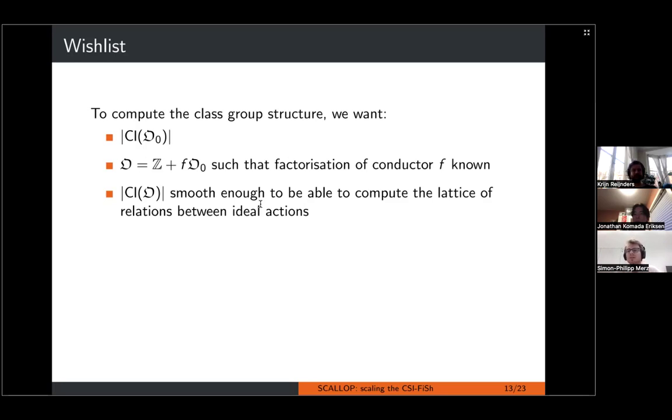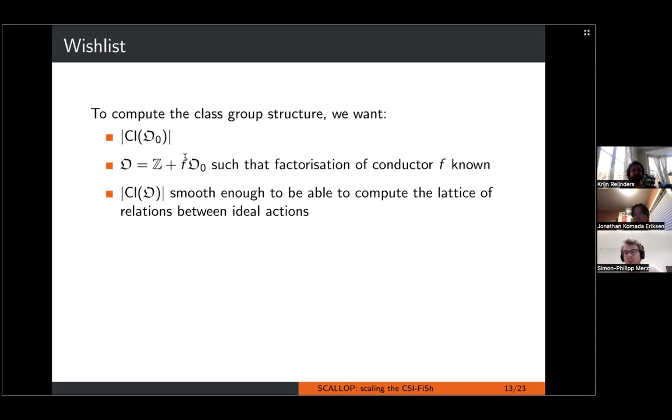For that, we knew that for certain cases we can evaluate the class number at least, namely if we know the cardinality of some class group of some O_0, and O is of the form Z + fO_0, for which we know the factorization of the integer f. So this will give us the class number, so the cardinality of the class group of O, essentially for free.